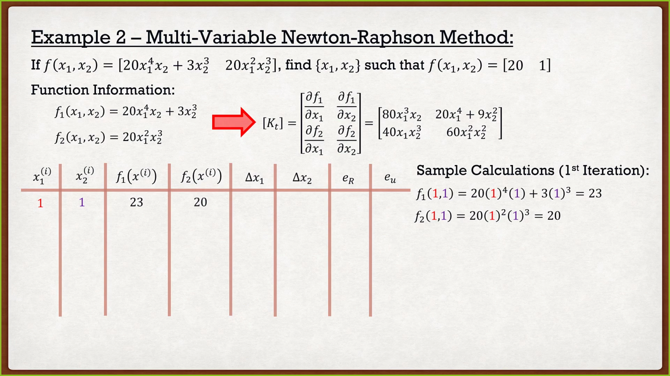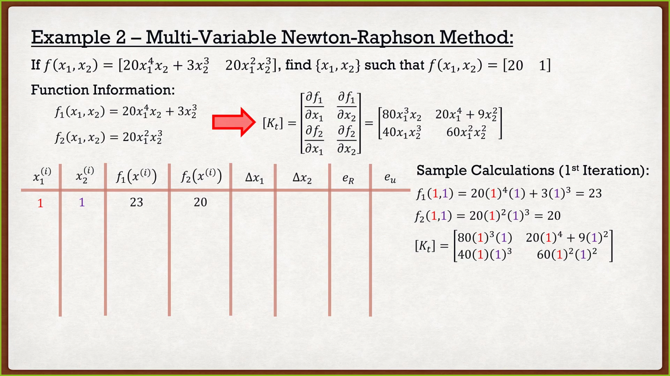Now, in order to get delta x1 and delta x2, I need to find what that tangential stiffness matrix is, that matrix of the derivatives. Well, this is easy because I have a nice formula above. All I have to do is substitute the values of our initial guess. So of course our initial guess is x1 is equal to 1, x2 is equal to 1.